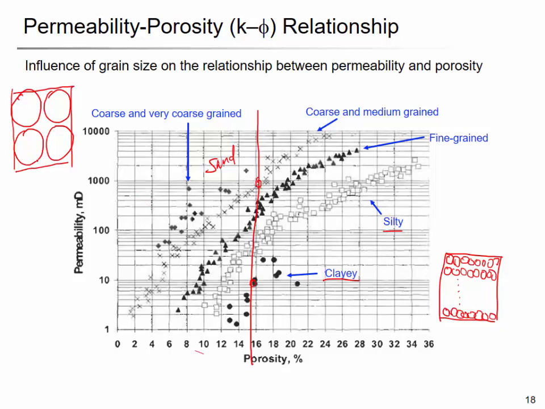So this is simple cubic packing, and simple cubic packing. They should have the same porosity, right? What's about 43%, 46%, right? Which one will have the higher permeability? The left one or the right one? Of course, if this is A and B, A will have the higher permeability, right? Even though the porosity is the same, 40%.